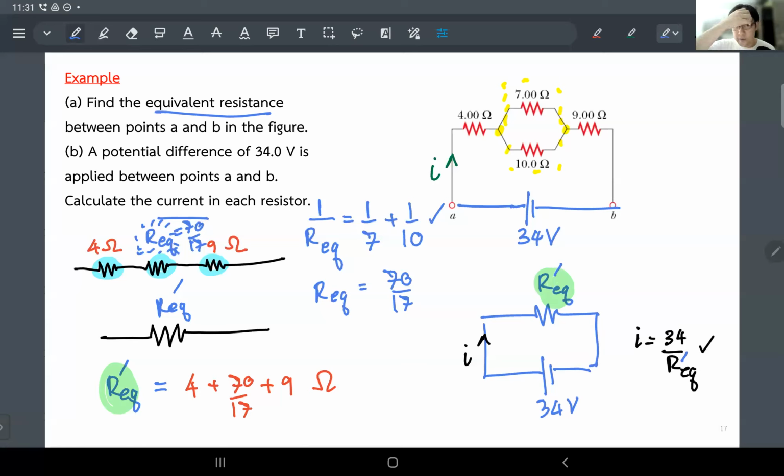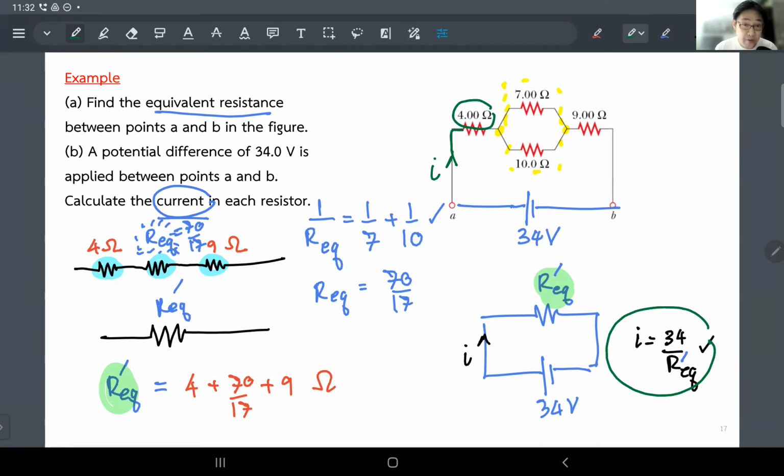Isn't that cool? This is the way that you use Ohm's law to analyze the current flow in circuits. If you want to go back to what they're actually asking, they want you to find the current in each resistor. That's easy now. You know the current is given by this equation, so you can calculate the current. The full amount of current will go through the 4 ohms.